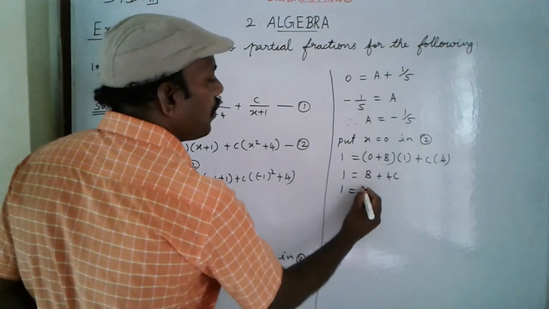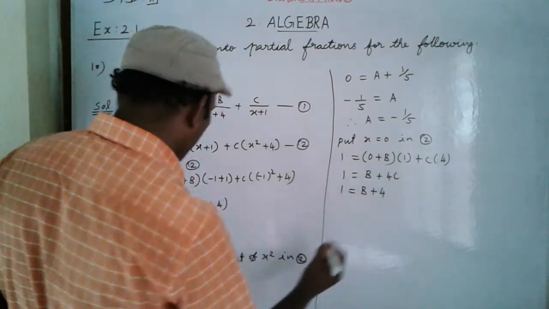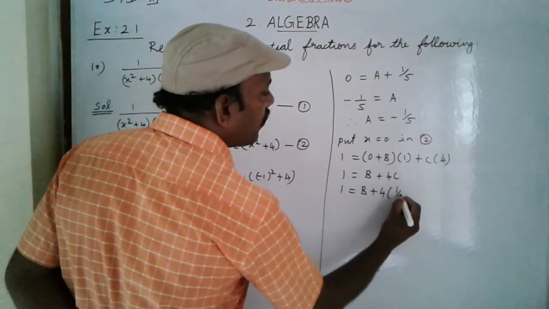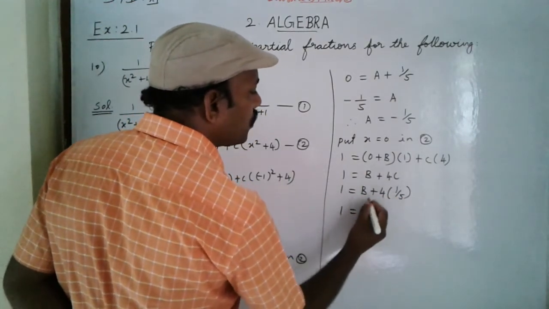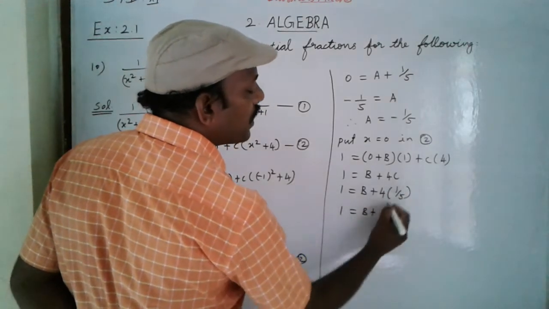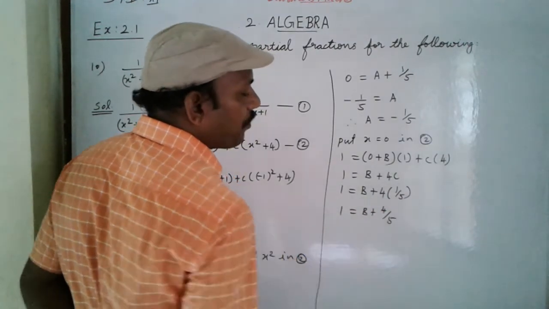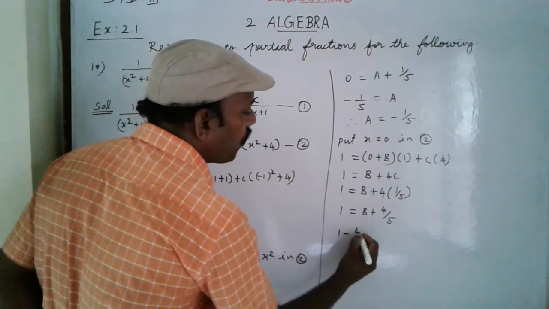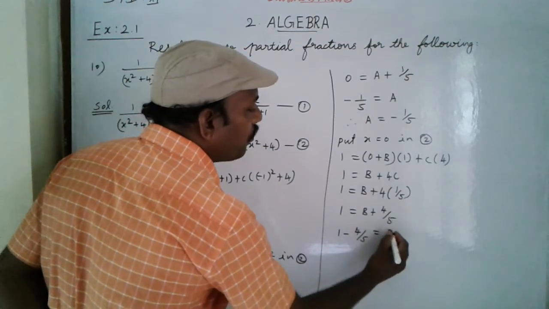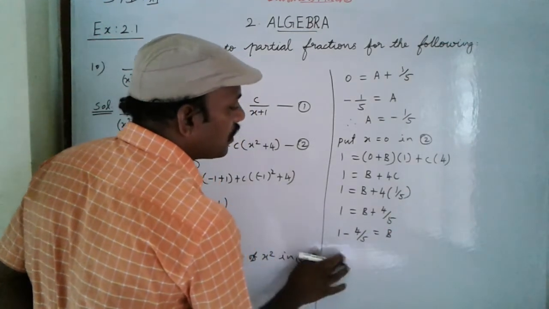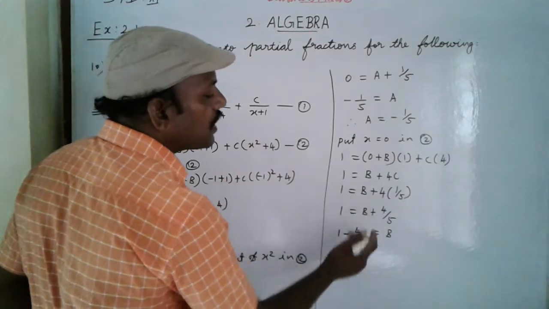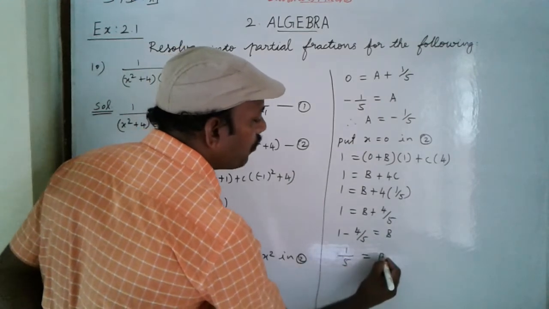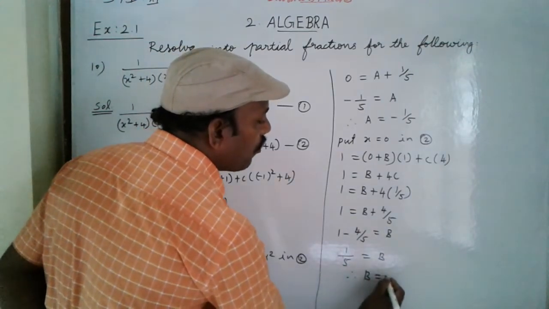Substitute the c value now. 1 equal to b plus 4 into the c value, we know that is 1 divided by 5. Substitute 1 divided by 5 here. 1 equal to b plus 4 into 1 is 4 divided by 5. So taking 4 by 5 to the left, 1 minus 4 divided by 5 equal to b. Therefore, cross multiply: 1 into 5 is 5, 5 minus 4 is 1, so 1 divided by 5 equal to b. Therefore b equal to 1 by 5.